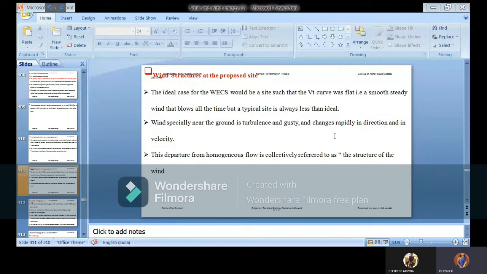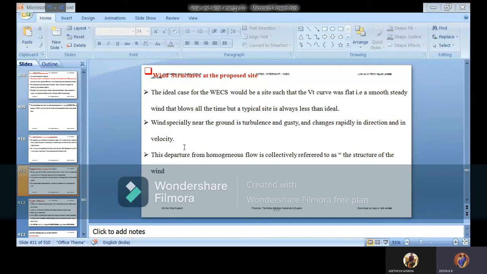At the same time, a smooth surface or rough surface is also going to affect the system. Means uneven variations will happen and it can reduce the wind movement. Clear? Then this departure from homogeneous flow is collectively referred to as the structure of the wind. Means I cannot say there is a continuous line, like I cannot draw parallel lines. I cannot get a consistent natural output every time, because all these parameters are affecting the system.